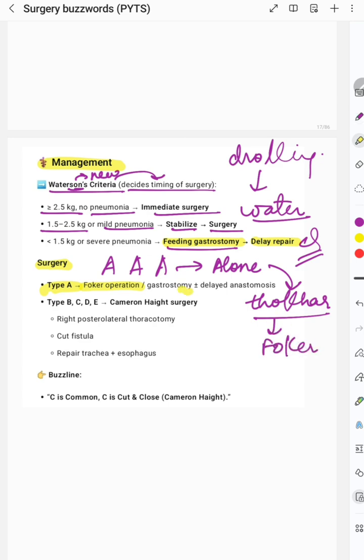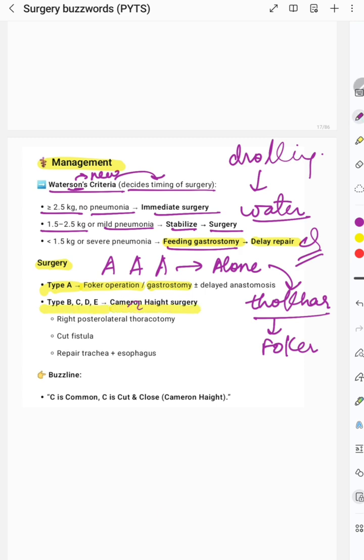So gastrostomy and delayed. Initially this feeding gastrostomy is done, and then we wait for both the ends of the esophagus to come closer, and delayed we do the anastomosis. We see the distance between both the ends of the esophagus, and delayed anastomosis is done. For all the other types we go for Cameron Heights surgery.